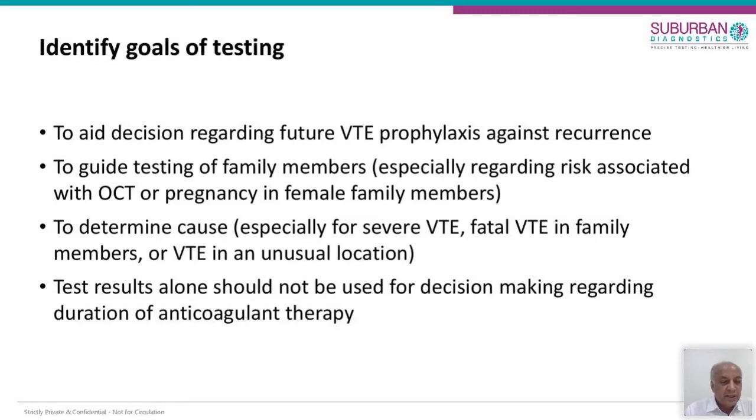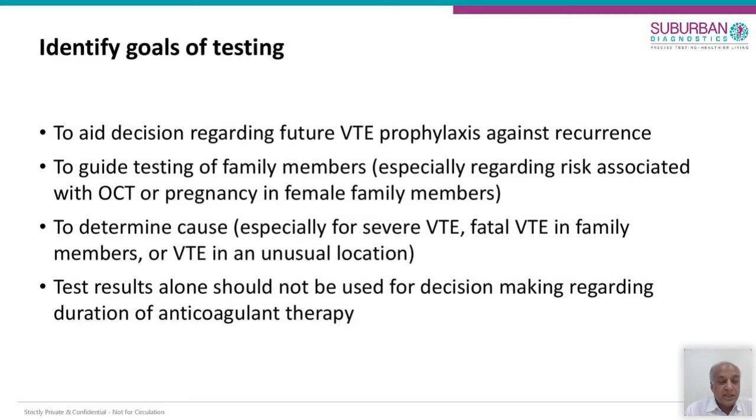The goal also should be to determine the cause, especially in these situations, as I was just mentioning, of severe venous thromboembolism, fatal venous thromboembolism in family members, and thromboembolism in unusual locations. There you would like to know whether the patient has any inherited thrombophilia or not, and what is the underlying mechanism which has given rise to this kind of unusual manifestations.